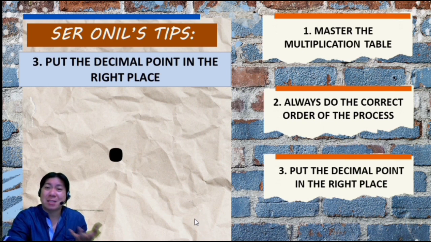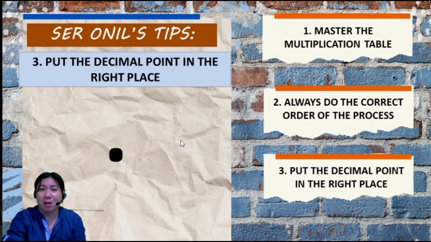Or else, masasayang lahat ng effort natin. So to make sure, apply my tip number 3, put the decimal point in the right place. And that sums up my 3 simple tips with the division of decimals. First, master the multiplication table. Second, always do the correct order of the process. Third, put the decimal point in the right place.